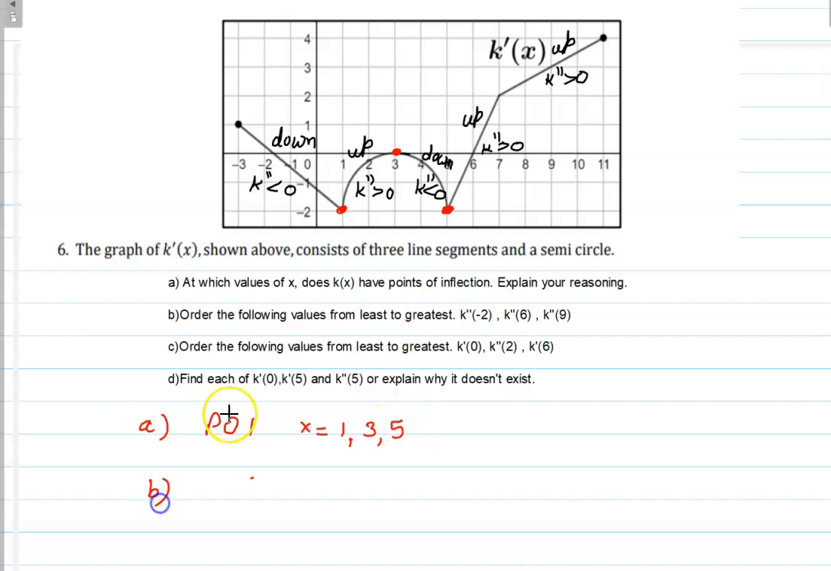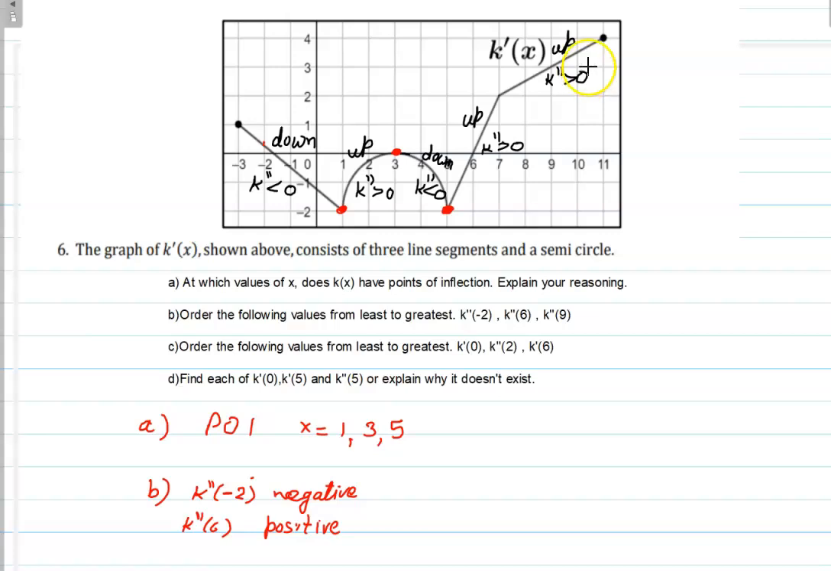For the second part, we need to find the values of k double prime negative 2, k double prime 6 and k double prime 9, and we need to write them in increasing order. At negative 2, we need to find the second derivative. Since this is a decreasing line at negative 2, its value is going to be negative. At 6, this is an increasing line, so its slope is going to be positive. At 9 as well, this is an increasing line, so its slope is again going to be positive.